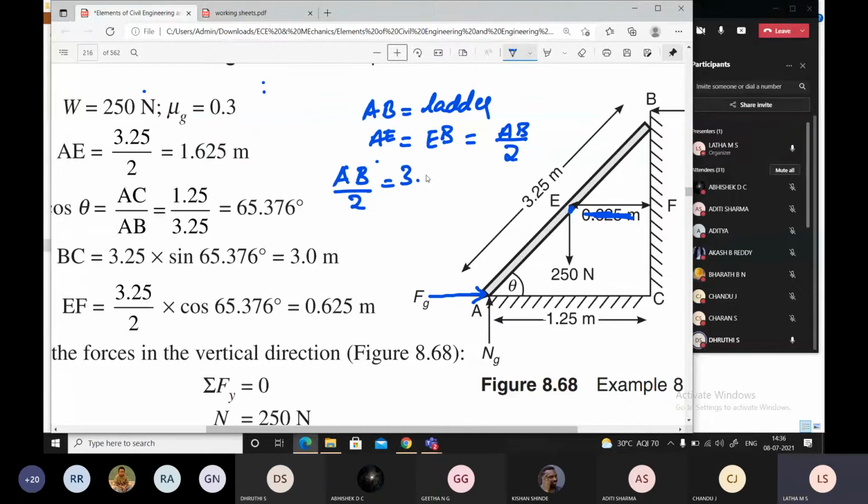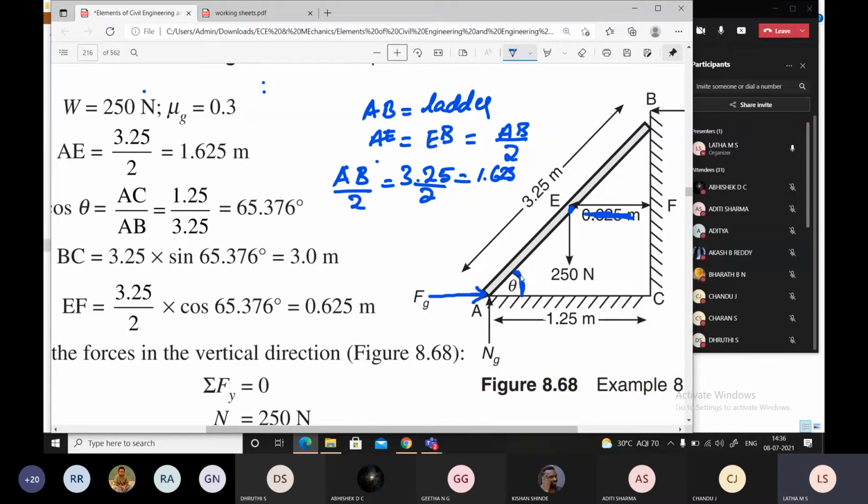3.25 divided by 2, I'll get it as 1.625. Okay, now students, yes or no? Yes, ma'am. Okay. Now I'll calculate what is theta.